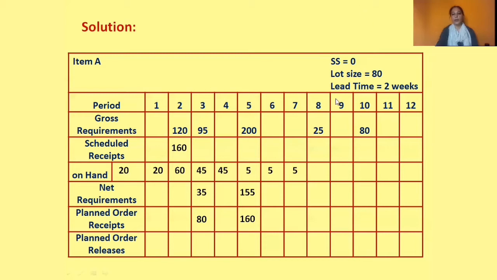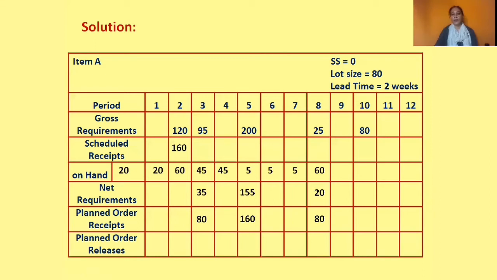Now for period 8, the gross requirement is 25 units and we have only 5 units on hand. So the net requirement would be 25 minus 5, that is 20. Now we need to again receive one order here, and in that order we will receive 80 units. So now we will have a total of 80 plus 5, 85 units. Out of that you can use 25 units and the remaining 60 units will be on hand.